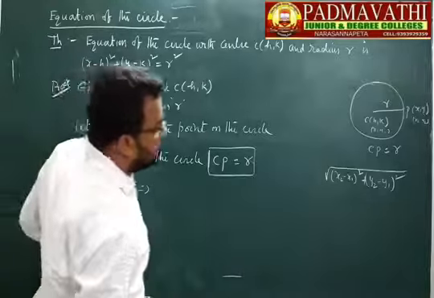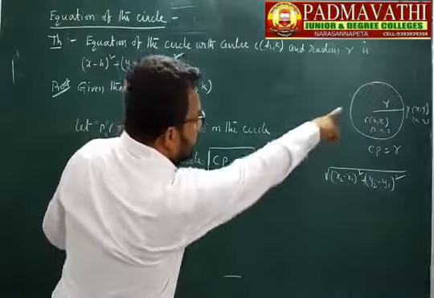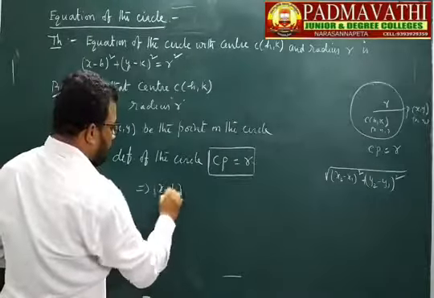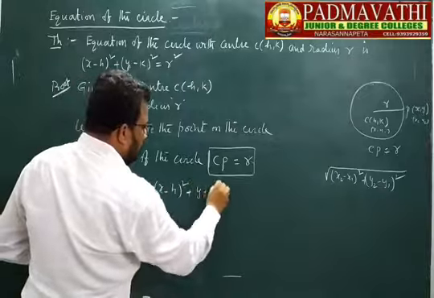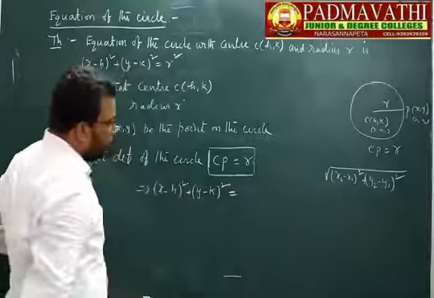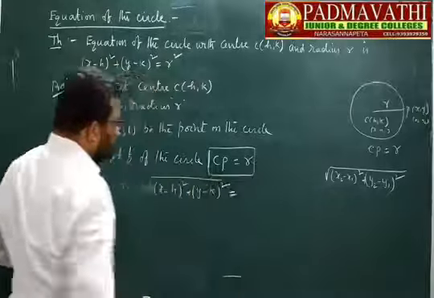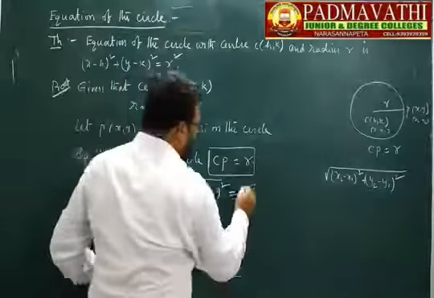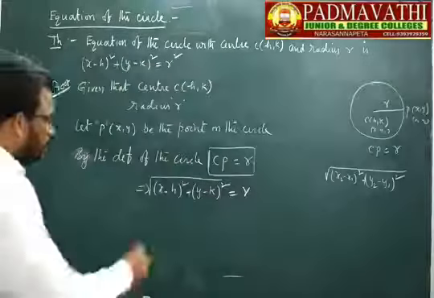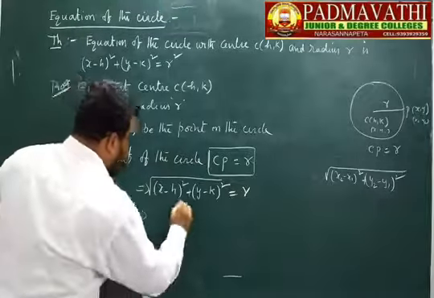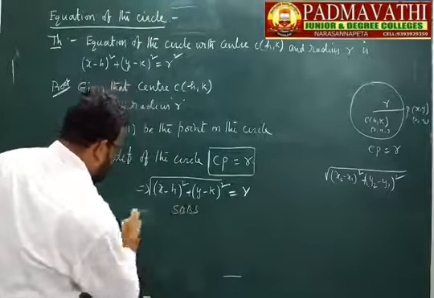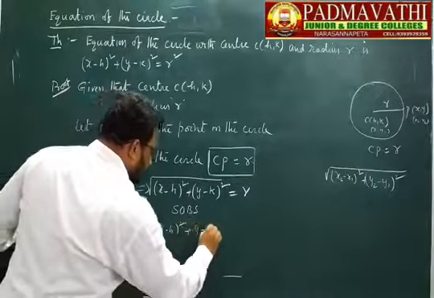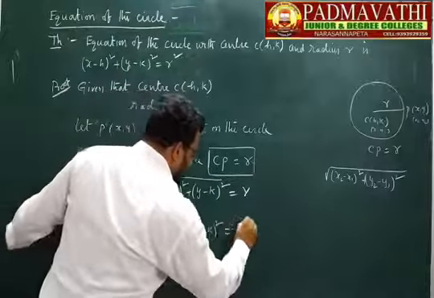With x1 y1 and x2 y2, we get the root of (x minus h) whole square plus (y minus k) whole square is equal to CP, which is equal to r. That implies, squaring on both sides, (x minus h) whole square plus (y minus k) whole square is equal to r square.